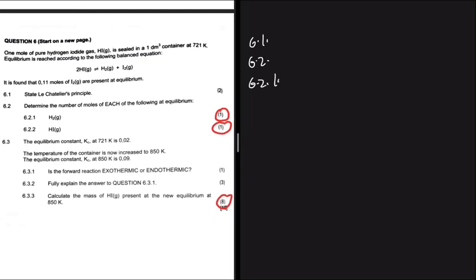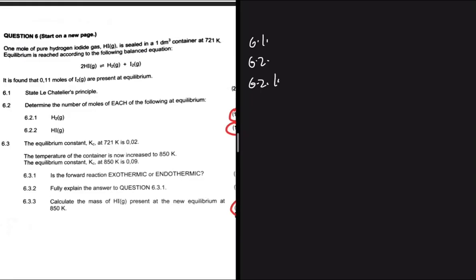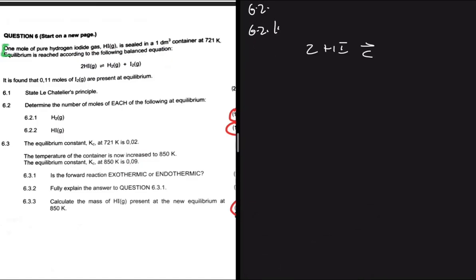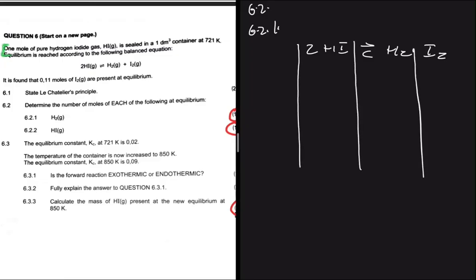So if we go through our question statement again here, you're going to see that it says that 1 mole of pure hydrogen iodide gas is sealed in a 1 decimeter cube container at 721 kelvins. Equilibrium is reached according to the following balanced equation. So let's just copy down that balanced equation real quick. So we have 2HI, and then we have H2 and I2. Right. So if we set up our table to calculate Kc, we're going to have something like the following. So let me just do that real quick.